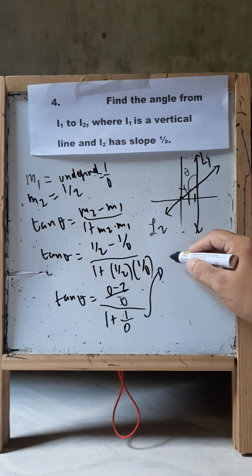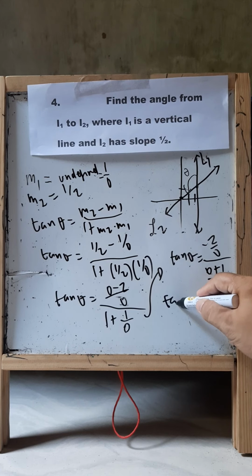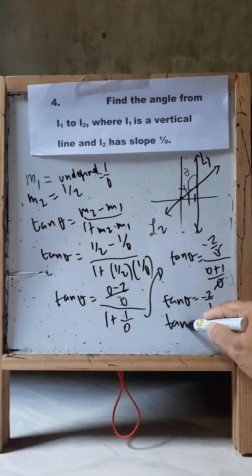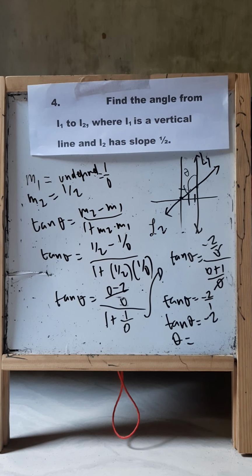So let's continue this part. Tangent theta is equal to what? Negative 2/0 over 0 plus 1/0, is negative 2/1. Cancel the 0. Negative 2/1. 0 plus 1 is 1. So tangent theta is equal to negative 2. Solving for theta using your calculator, press shift tangent negative 2, which is equal to negative 63.43.